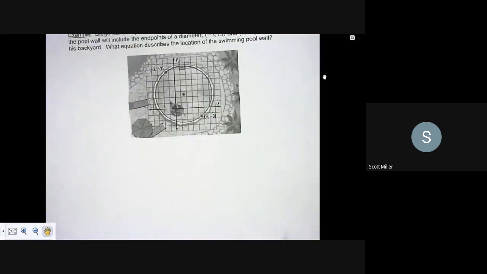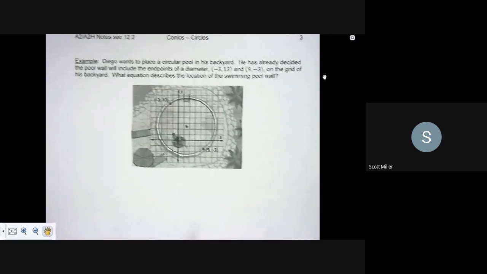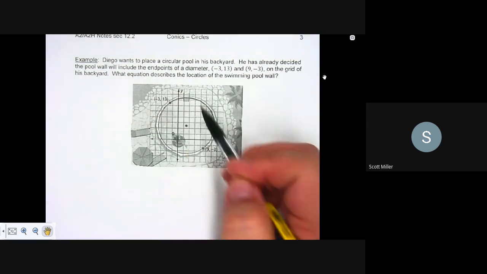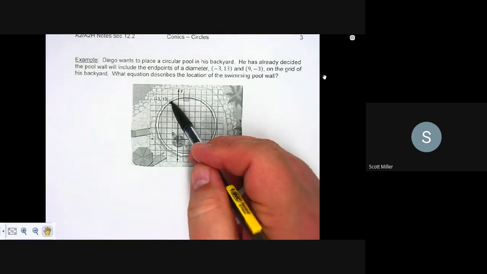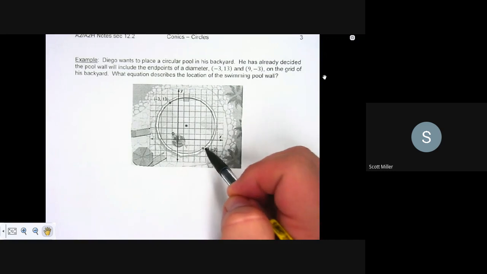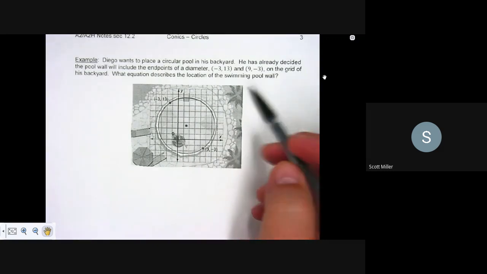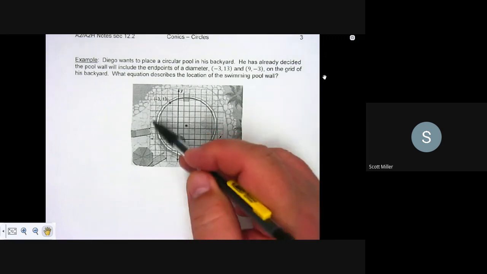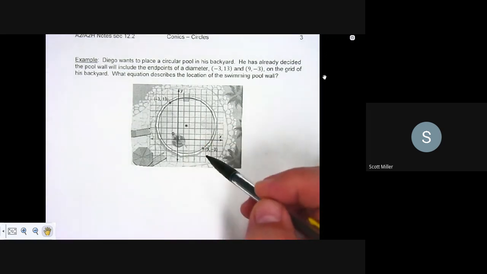So here's a word problem scenario that we can kind of look at and use to help us find answers to some questions. So Diego wants to place a circular pool in his backyard. He has already decided that the pool wall will include the endpoints of a diameter. The diameter is at negative 3, 13 and at 9, negative 3. On the grid of his backyard, what equation describes the location of his swimming pool? So what is the swimming pool's equation? Is what they're asking you to do.